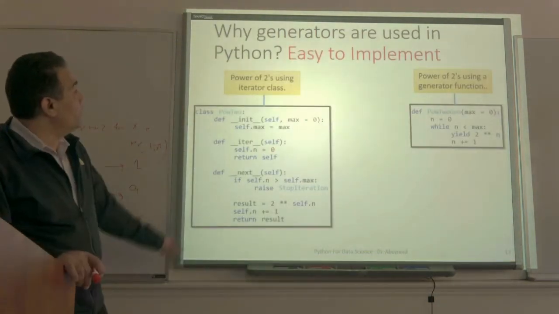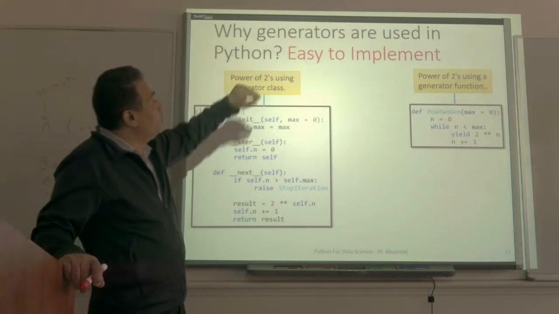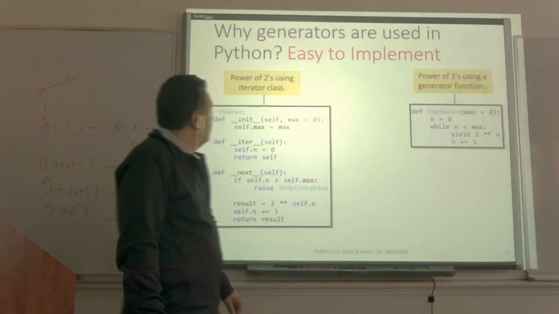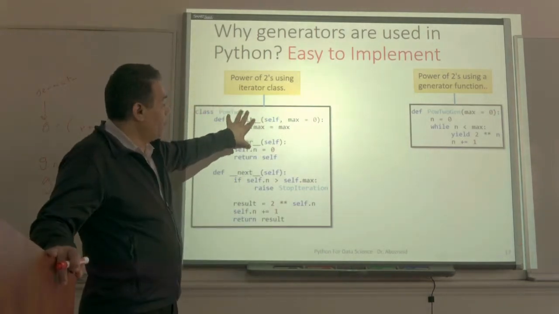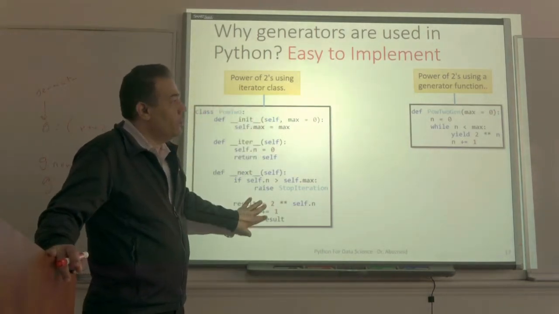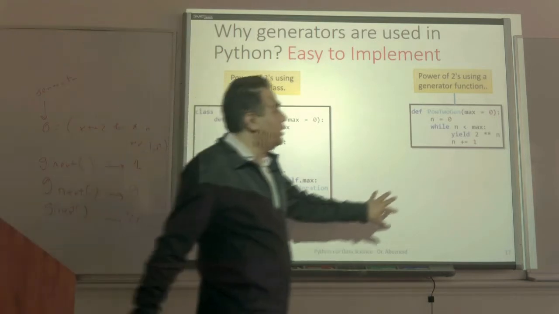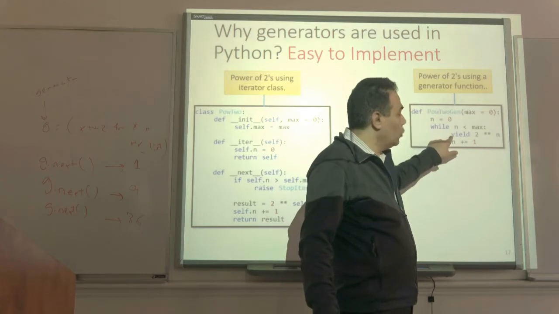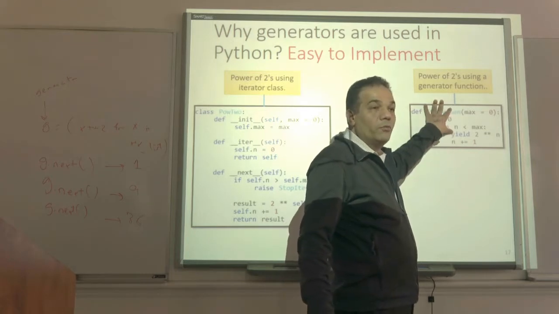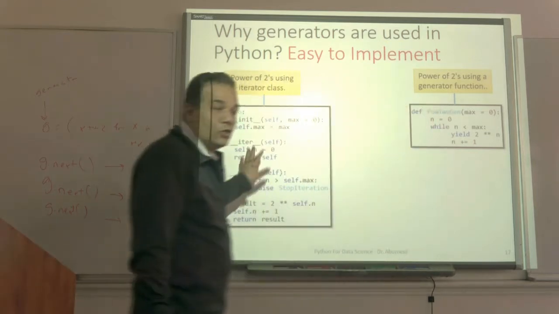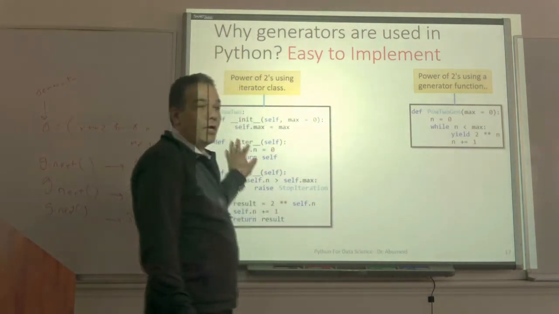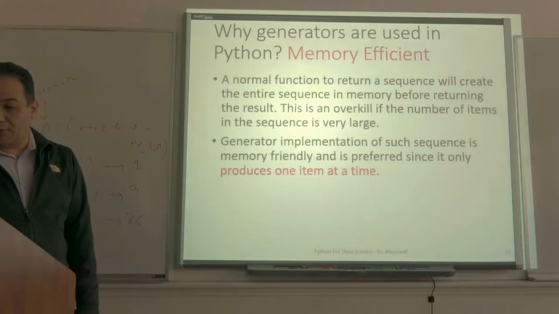In here, for example, why are generators used in Python? Number one, because it's easy to implement. In here, we created an iterator. You see how much code we have to write for an iterator? And here we created a generator with a yield. So it's much easier to write. So whenever you can use a generator, don't use an iterator, if it's applicable for you.